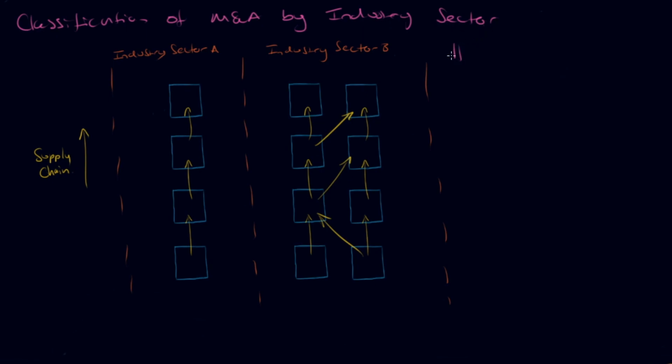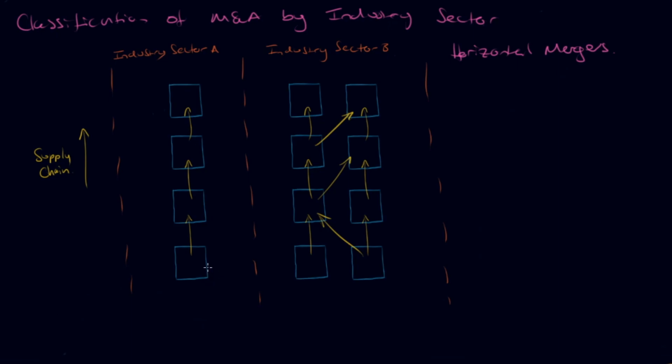So horizontal mergers, which is a particular type of classification. And when I say mergers, I just mean in general M&A and corporate actions. I've drawn a diagram here, and these orange lines divide up different industry sectors, the blue boxes represent companies, and the yellow arrows represent which companies are supplying which other companies.